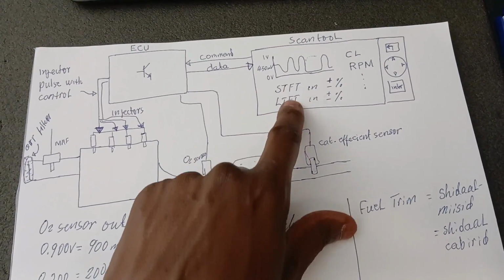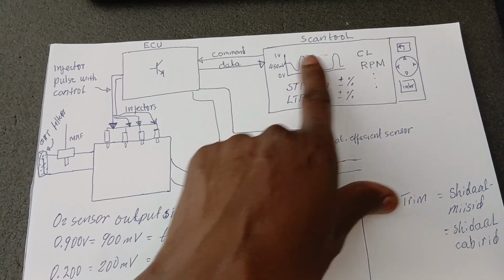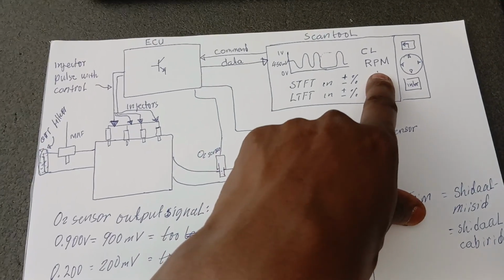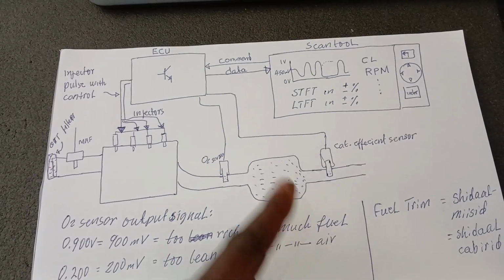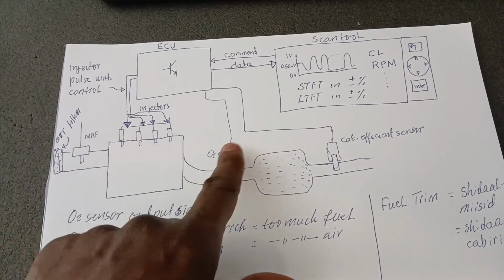So those are the two things that you need to know. And here you can also send a command to the ECU and ask for engine temperature and many more, to see what the engine is doing, and the catalyst and all of these systems.